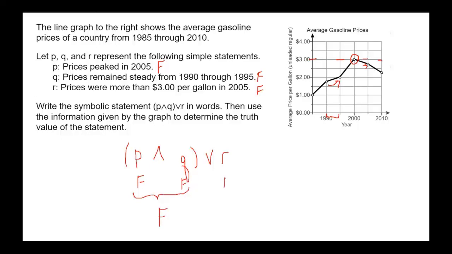Now R was also a false statement. And so as we look at the connective that puts those together, we are actually saying that we have two false statements connected by an or. An or is only false if they are both false. So here they are both false. Therefore, the entire statement is false. That finishes us up. Follow the rules.